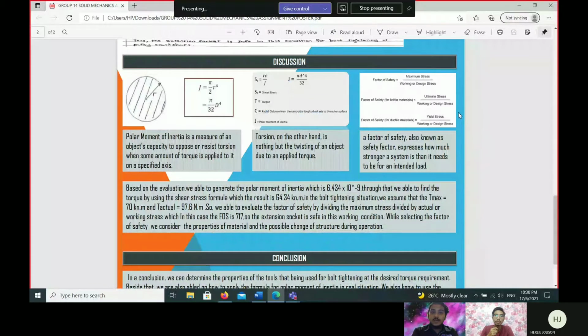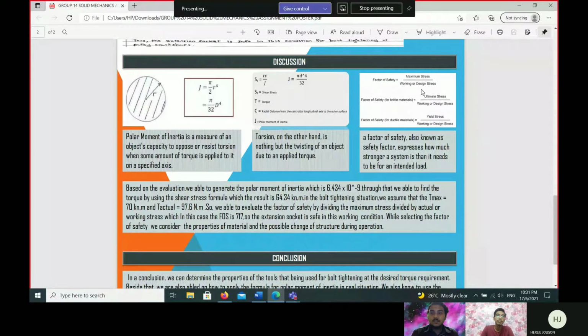My name is Manoj Kumar, and I'm from Bmma 1/2, and I'm here to discuss the discussion. Before we get into the main discussion, first we learn about the calculation that we used in this assignment. First of all, polar moment of inertia. It is a measure of an object's capacity to oppose or resist torsion when some amount of torque is applied to it on a specified axis.